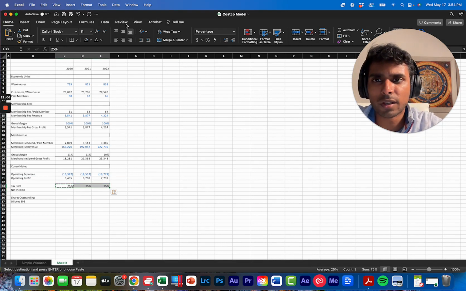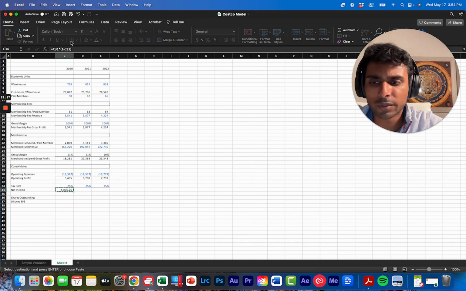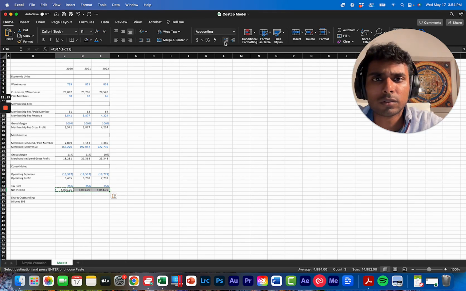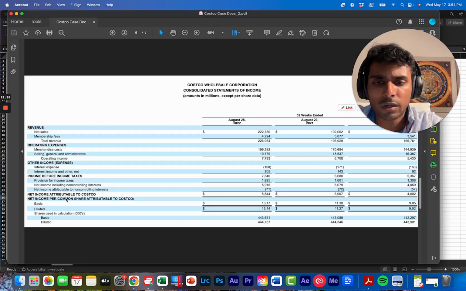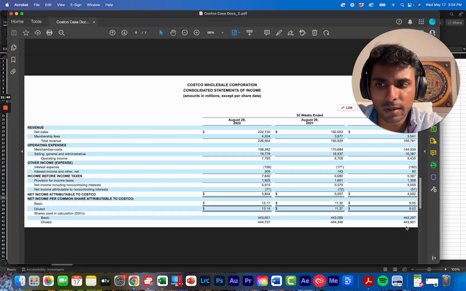Just say 25%. Again, we'll spend more time on that later on. So this times 1 minus 25%. Make this a number. And then shares outstanding. This is the weighted average, and you want to use ending balance, but that's okay. Just ignore it for now and run with this. 443,901, 443.901, because remember, this is in thousands now, because the units have changed here.